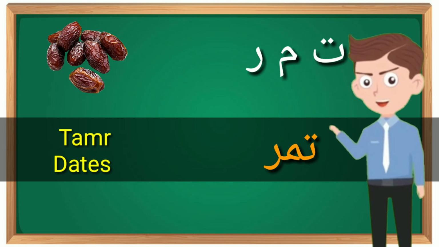You can see the word ba, ya, and ta. We can read it bait, bait. Bait means house, bait, house. You can see the letter ta at the end of the word joining with ya. We can read it bait, bait.